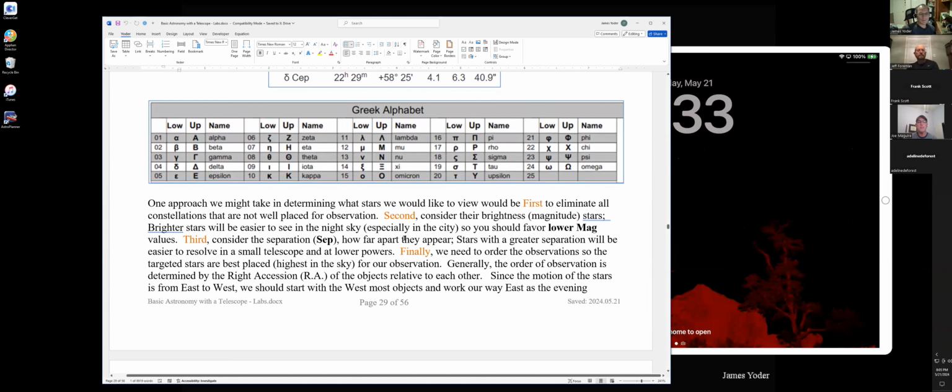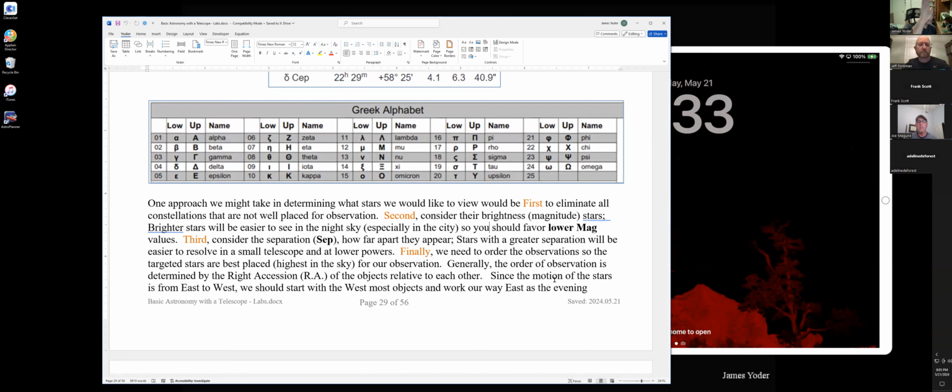So what's the approach to doing it? First, eliminate all constellations that are not well placed. Second, consider the brightness magnitude of stars, it will be easier to see in the night sky. So obviously, if it's got a very bright star, you'll find it easier. Not so much a concern on a GOTO telescope. Third, consider separation and how far apart they are. Finally, need to order the observations so they are appropriate through the night.